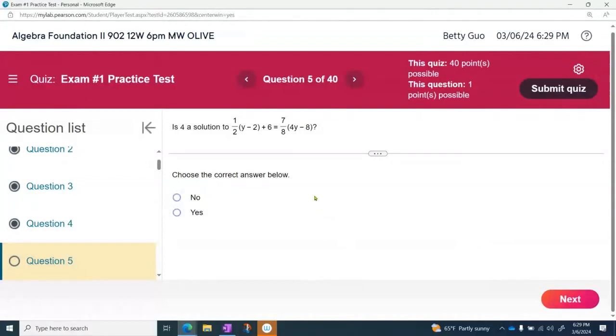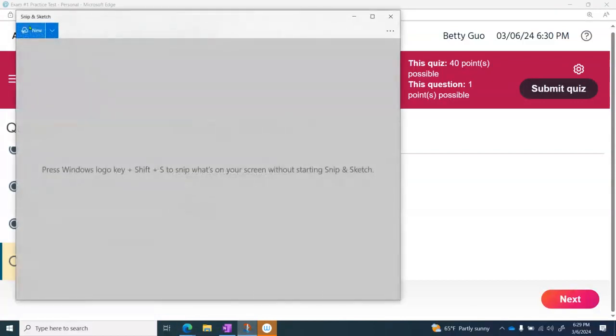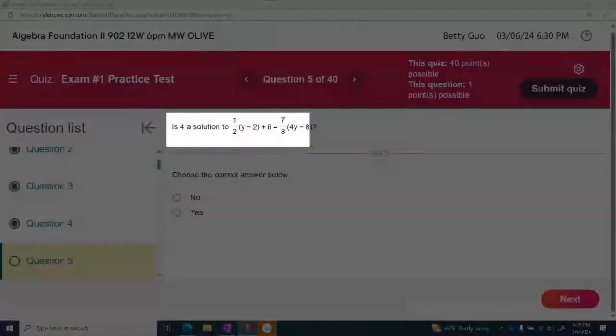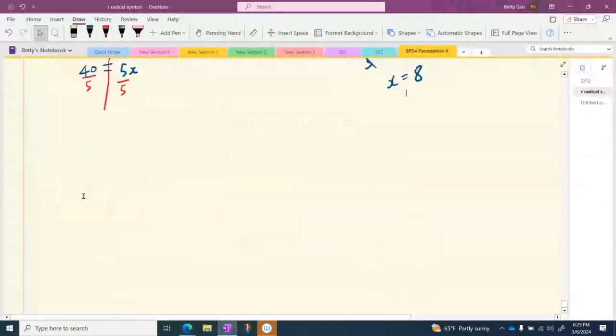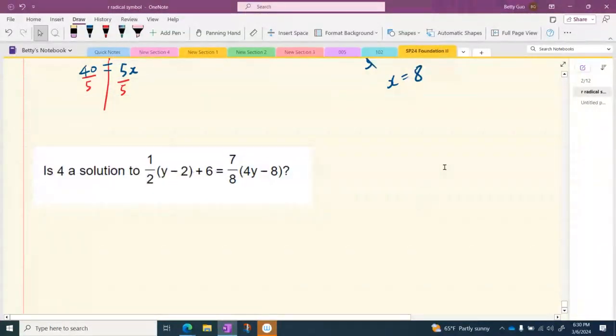Is 4 a solution to that equation? You just need to plug in, right? I'll let you work on this problem. Is 4 a solution? How do we know? You don't have to solve the equation, by the way. I would just plug in to see if I have a true statement or a false statement. If I get a true statement, then 4 is a solution. Otherwise, it's not a solution.